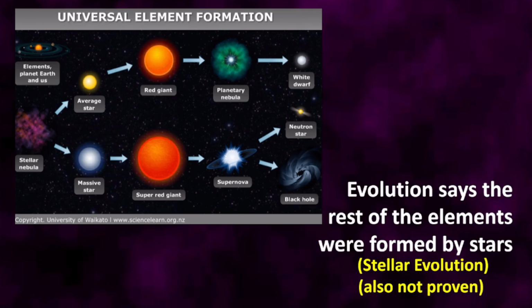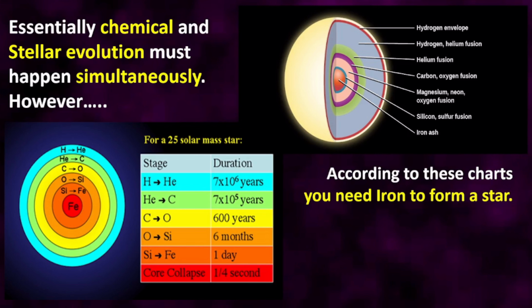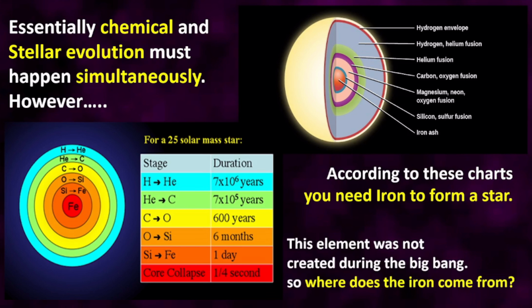But even if we are to overlook the fact that none of this is proven, we still come across a lot of problems. Essentially, chemical and stellar evolution must happen simultaneously. However, according to these charts, you need iron to form a star. This element was not created during the Big Bang. So where does iron come from?